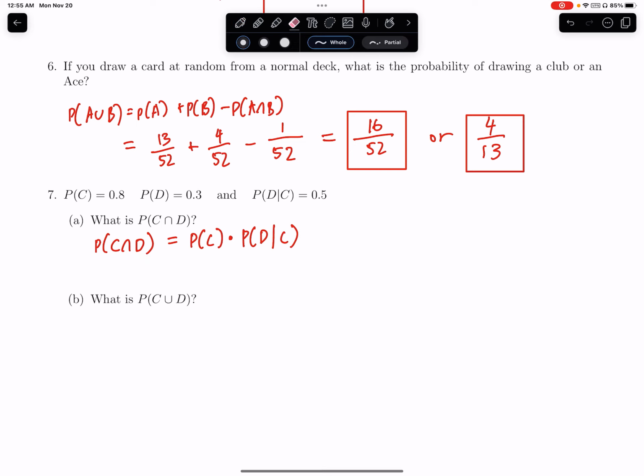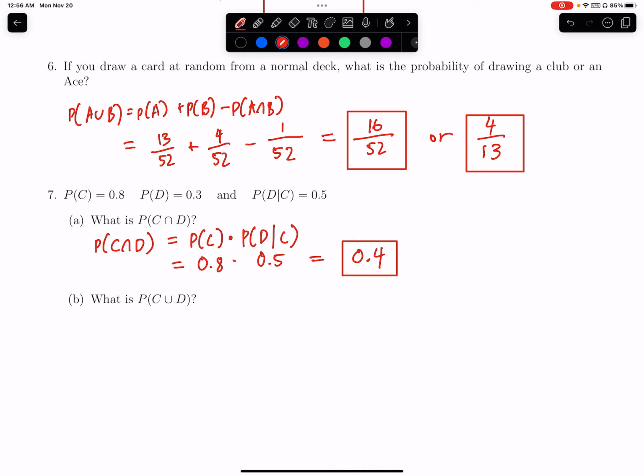And if you look, we already know those numbers, right? We know the probability of C right there. We know the probability of D given C right there. So we just fill in those numbers. That's 0.8 times 0.5, and that's equal to 0.4. All right, so that's the answer right there for part A.